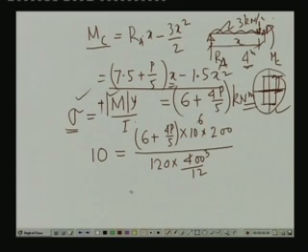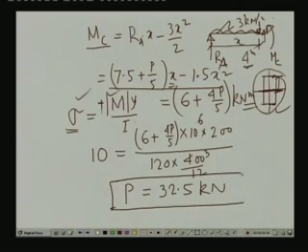From this, if we compute the value of P, we get P as 32.5 kilonewton. So this is the largest value of P that we can apply so that the stress is within 10 megapascal. It does not exceed 10 megapascal if we limit ourselves to a 32.5 kilonewton load.